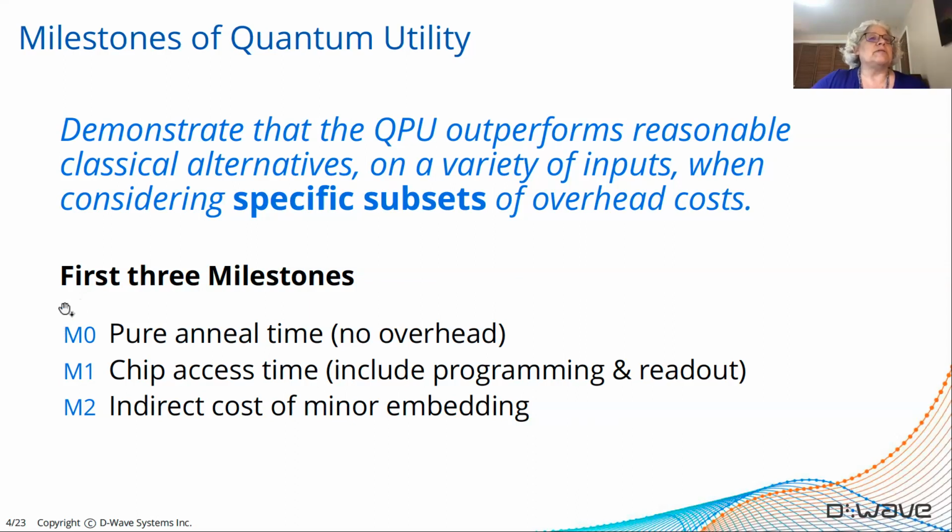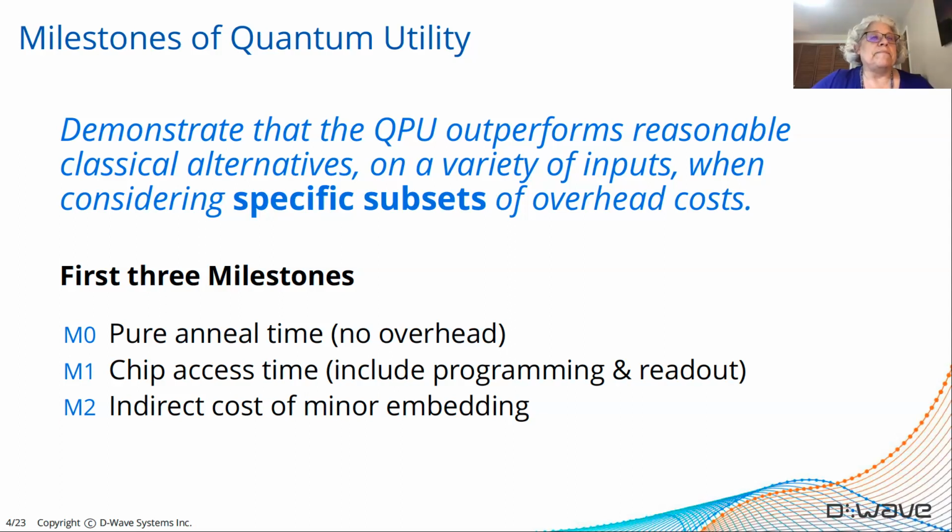The first three milestones that we've identified: milestone 0 is just the pure anneal time. You measure against classical computation when you're just comparing anneal time to basically classical solve time, after the input is read and before the outputs are written. So that would be milestone 0 if we could show better QPU performance in that case. Milestone 1 includes chip access time, which is programming time and readout time. It's kind of analogous to I/O, but it takes a lot more time than classical I/O.